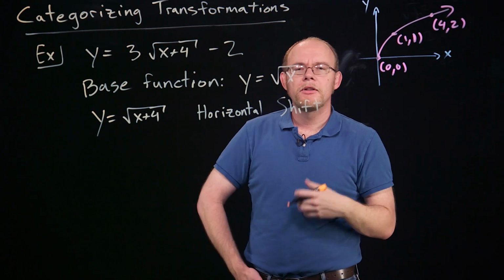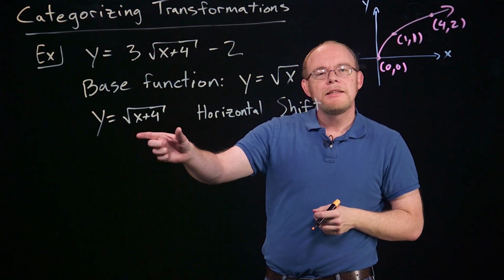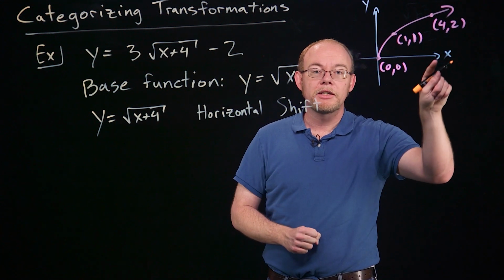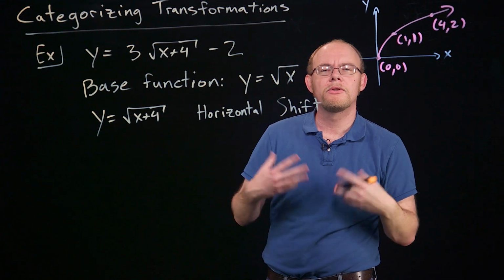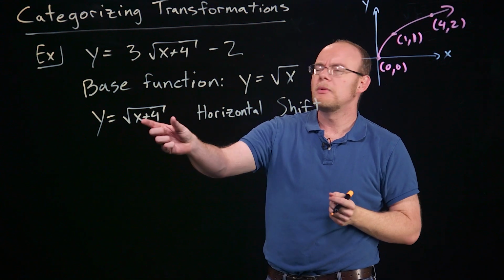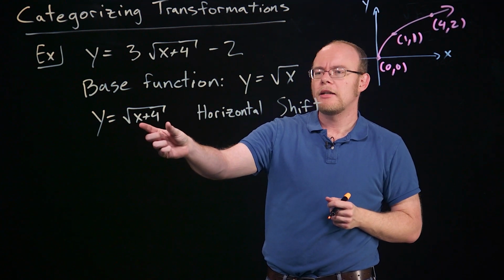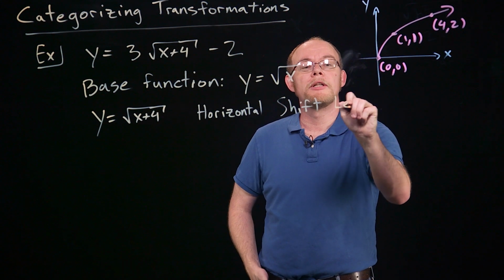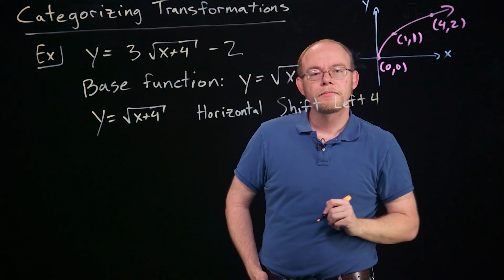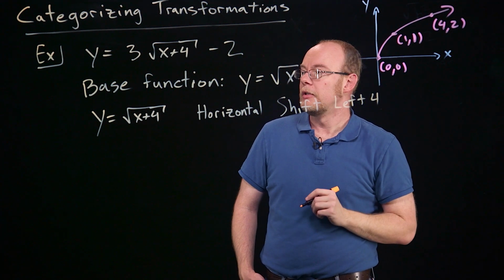And then finally, if I look at this plus 4, my naive intuition tells me that I go in the positive x direction, 1, 2, 3, 4. But remember, this is a horizontal operation, so it's the inverse, or it's backwards. So we need to do the inverse operation, adding 4, which is subtracting 4. So that's 1, 2, 3, 4. So we're going to shift left 4. So that's the first thing we need to do.